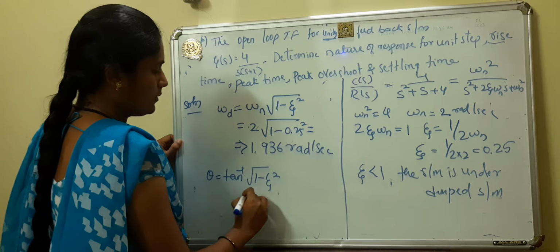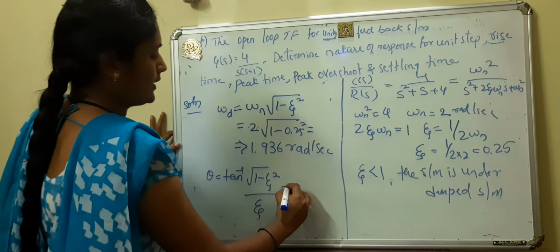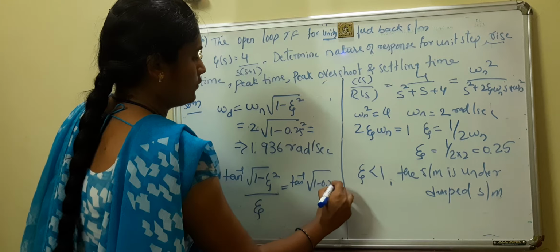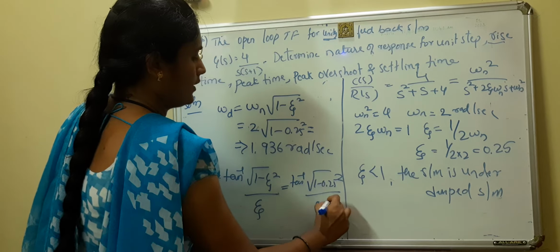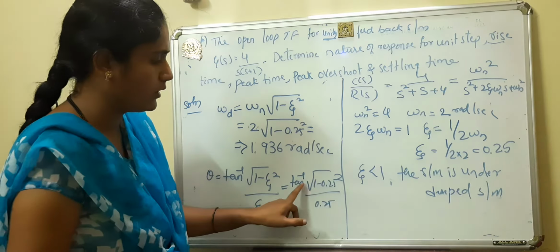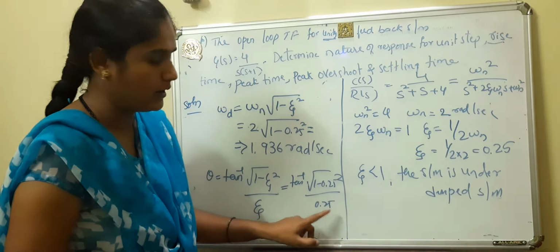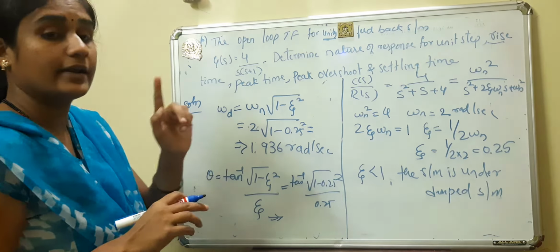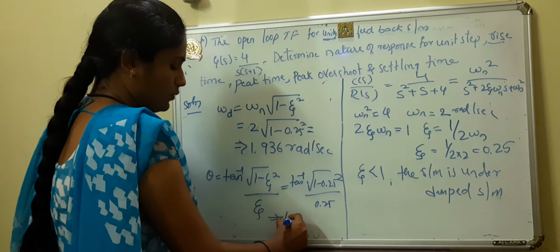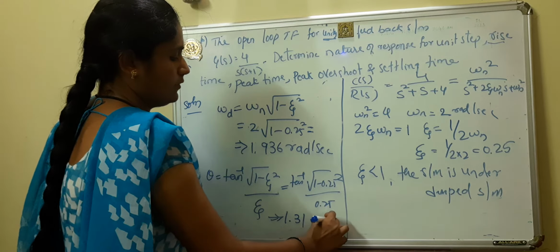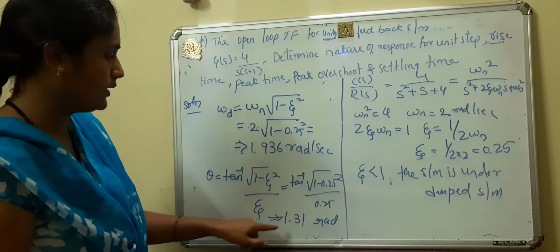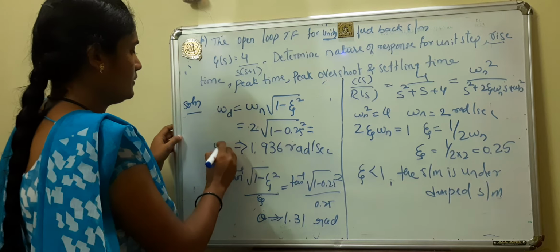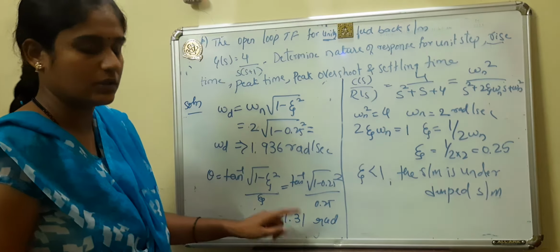Next we have to see theta, that is tan inverse of square root of 1 minus zeta square divided by zeta. Okay, that is tan inverse of 1 minus 0.25 square divided by 0.25. We have to simplify this, 1 minus 0.25 square root of that and divided by 0.25. After that, apply tan inverse of that, and we have to keep the calculator in radians. So what we will get? 1.31, that is in terms of radians. Okay, 1.31. So what is this value? Theta value. We will have omega d as 1.936 and theta value is 1.31 radians.